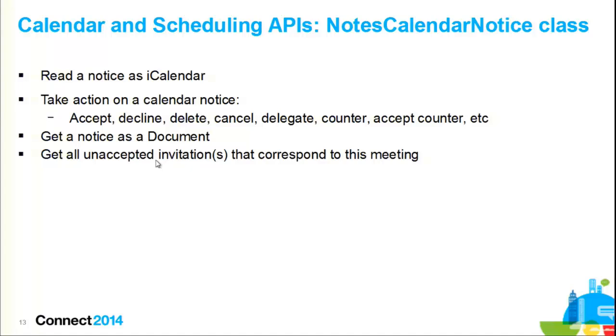The one other thing I want to call out is that you can get an unaccepted invitation that applies to a notice. This is probably an edge use case, but if you are iterating through documents in your inbox and you find a reschedule and you want to accept the meeting before you accept the reschedule, you can go and get that invite. That's what that last capability is.